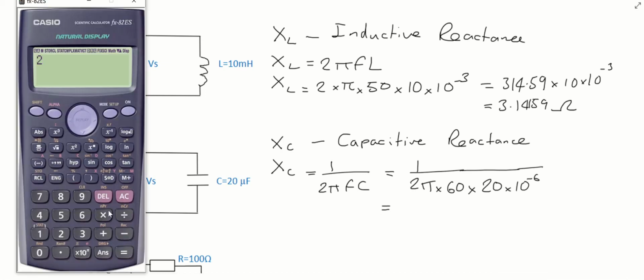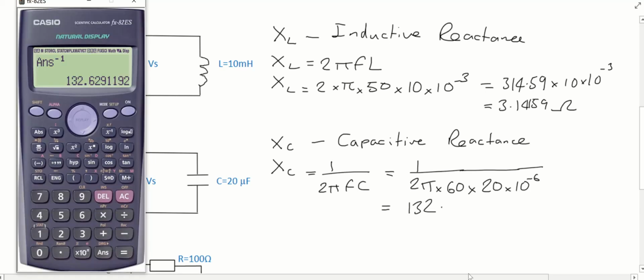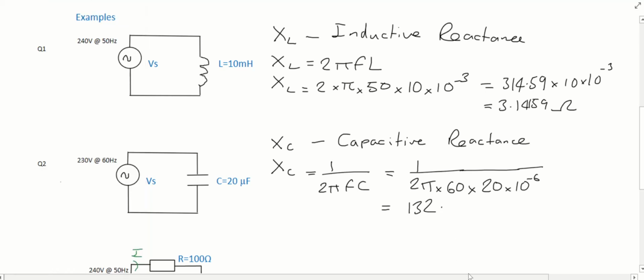So it's a 2 times shift pi times 60 times 10 to the minus 6. That should be correct. Right, so that equals that, and then we're going to do a 1 over, and that equals that, 132.629. And that is in ohms as well.